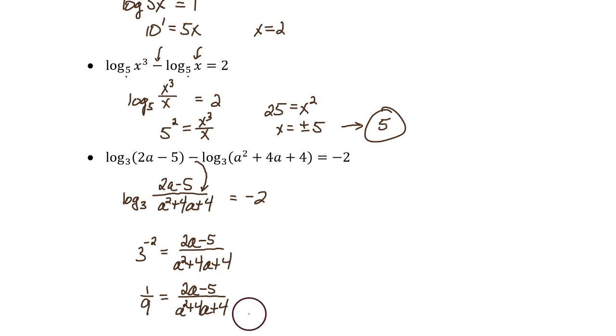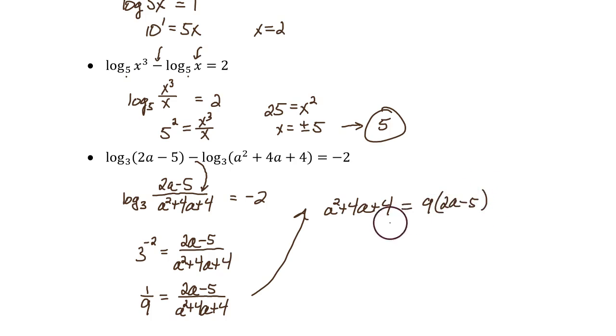Now we need to solve this equation, which is set up like a proportion. One way to do it is cross multiplication. So 1 times a squared plus 4a plus 4 is equal to 9 times 2a minus 5. Let's distribute that 9, getting 18a minus 45. This is a quadratic equation, so let's get it equal to 0 on the right side. a squared minus 14a plus 49 is equal to 0.